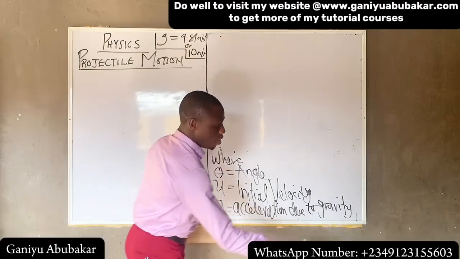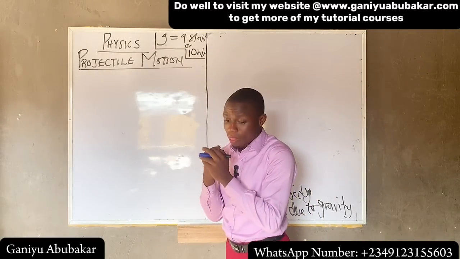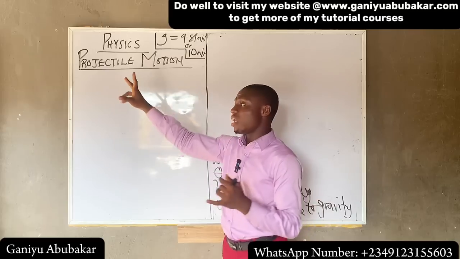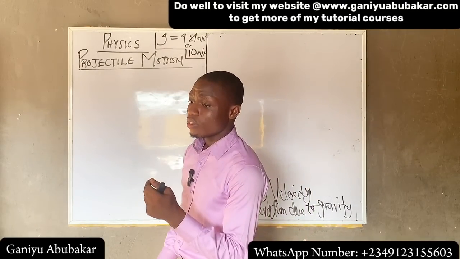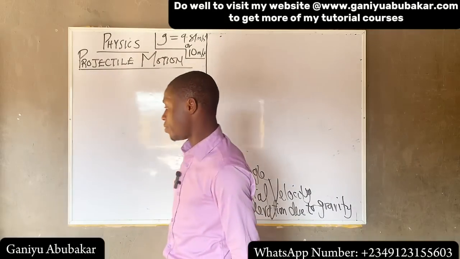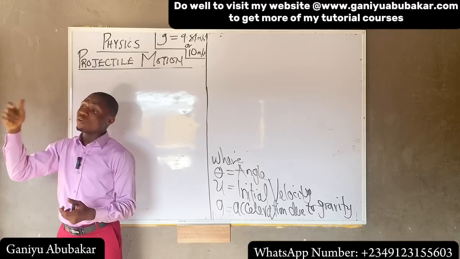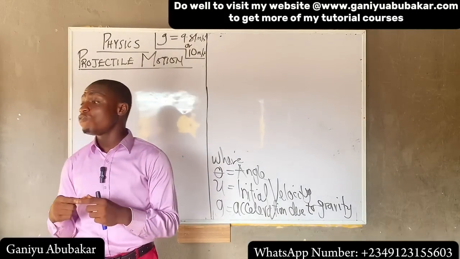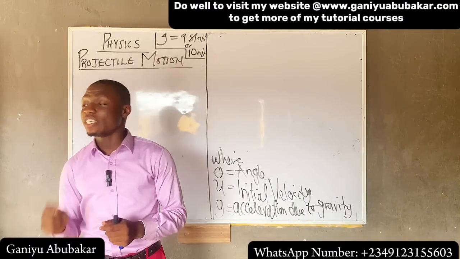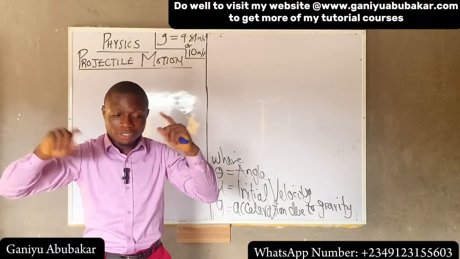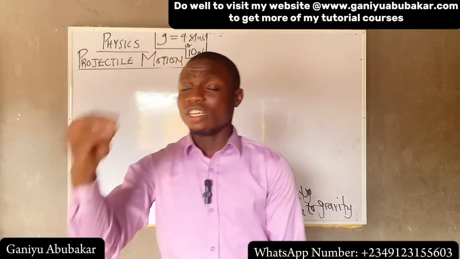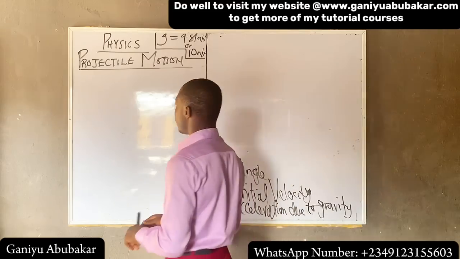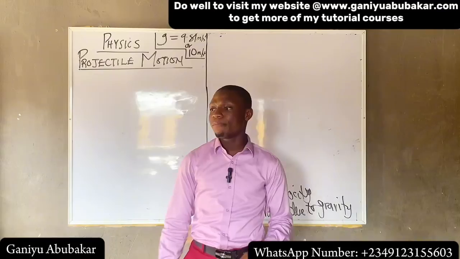Example 1, JAMB example 1, please. An object is projected at an angle of 30 degrees into the air and allowed to move freely with an initial velocity of 20 meters per second.